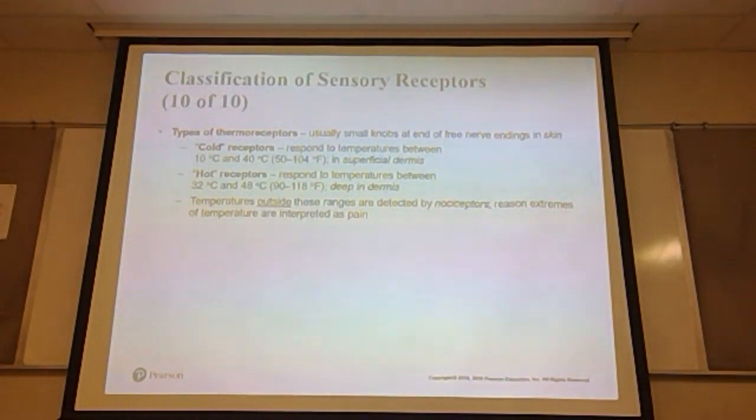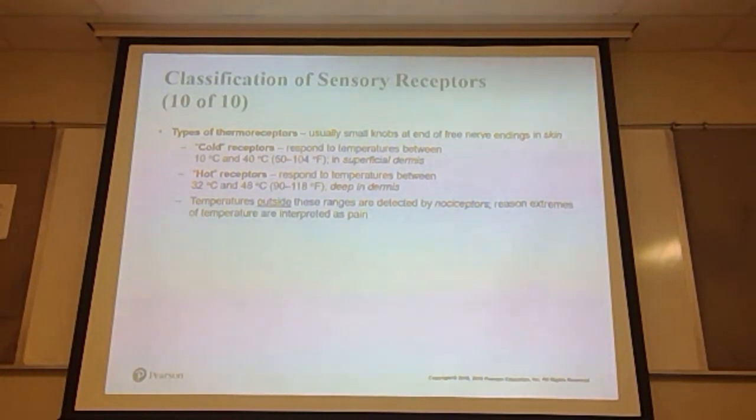Types of thermoreceptors: you have cold receptors that respond to temperatures between 10 degrees Celsius and 40 degrees Celsius. Again, that's 50 to 104 degrees Fahrenheit. These are found in the superficial part of the dermis. Hot receptors respond to temperatures between 32 and 48 degrees Celsius. These are found deep in the dermis.